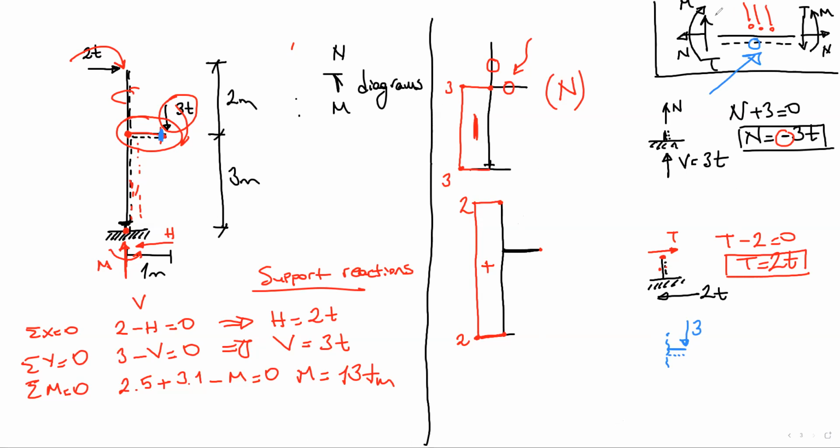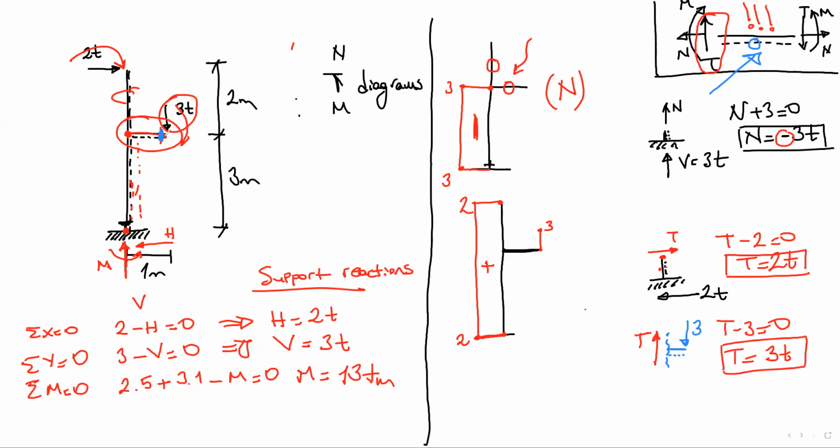So we are gonna use this as the positive direction. So T is here, and this is the positive direction of T. T minus 3 equals 0. So T is 3 tons. That means I will have a 3 here.